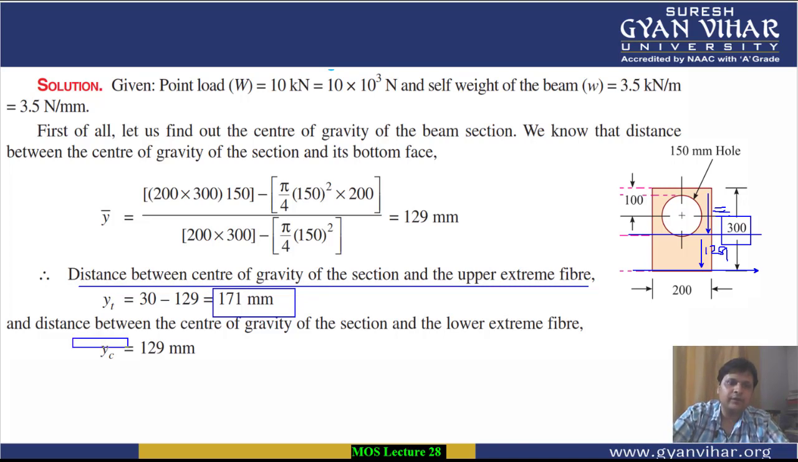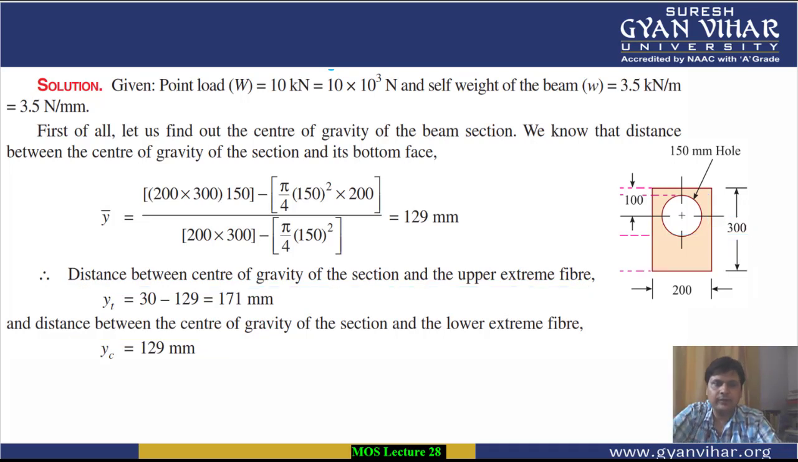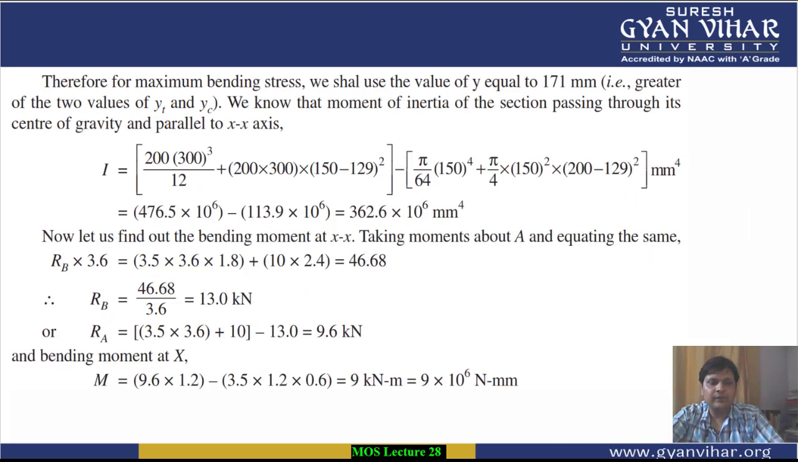Now comparing both of them, 129 and 171, which is the lesser one? The lesser one is your 171 mm. The lesser one is your, sorry, the greater one. We have to consider the greater one. The greater one is 171 mm. Alright, so this will be the value of y, which we will take in the formula of bending stress.